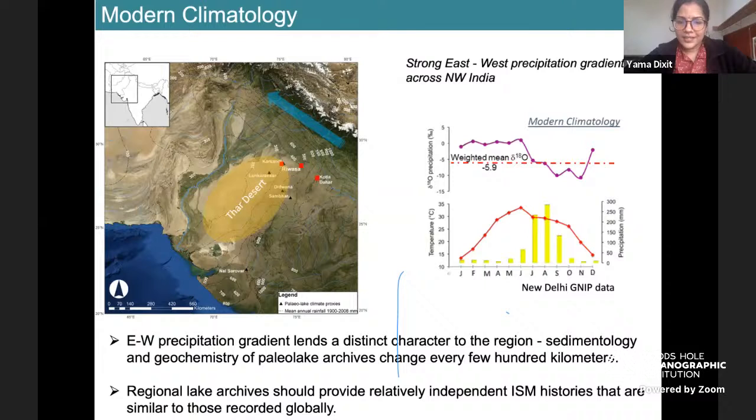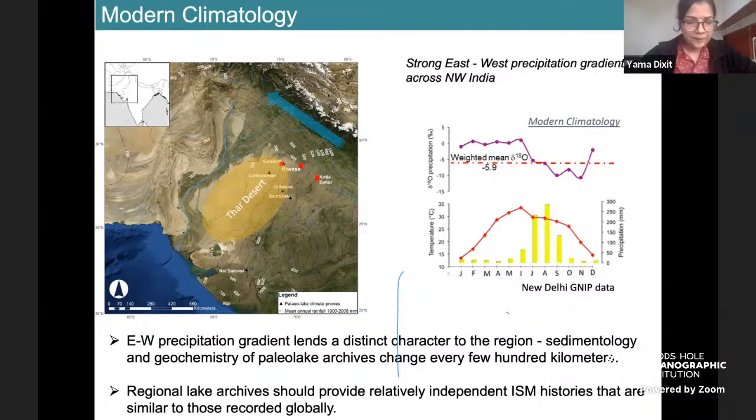So looking at the modern climatology, we can say that the lake archives in northwest India, since 80% of rainfall comes from the summer monsoon, should independently record the changes in monsoon history during the Holocene, or whatever period we're looking at, in this case the Holocene.